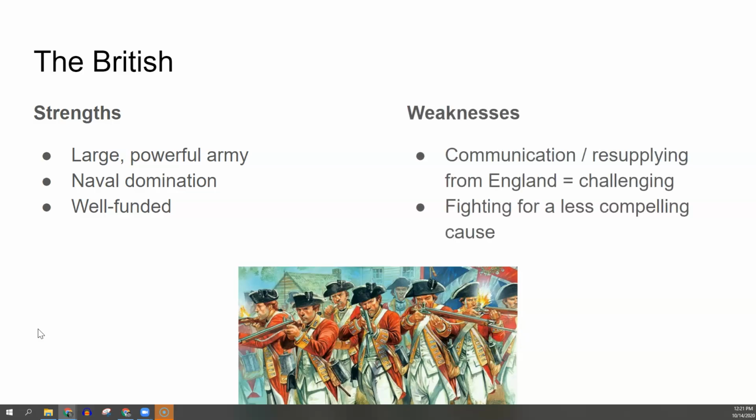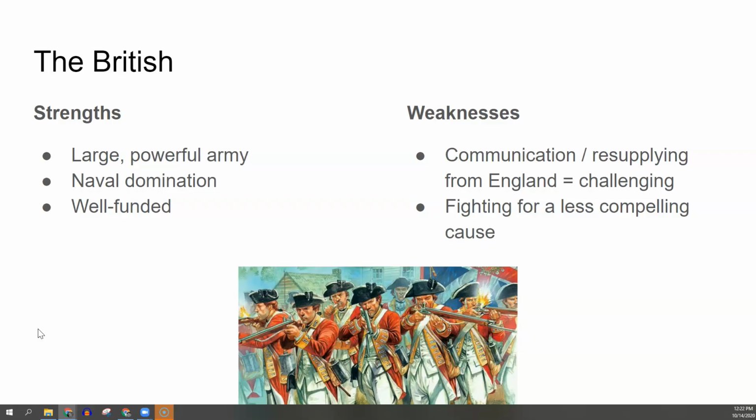But they have some weaknesses. They're fighting a war across an ocean. Communication is going to be slow. Resupplying from England is going to be a great challenge. They're going to have long supply lines, and they're fighting for a less compelling cause. They're not fighting for this great cause. They're fighting to make a group of people stay in a nation that they don't want to stay in, and be a part of a nation they no longer want to be a part of.